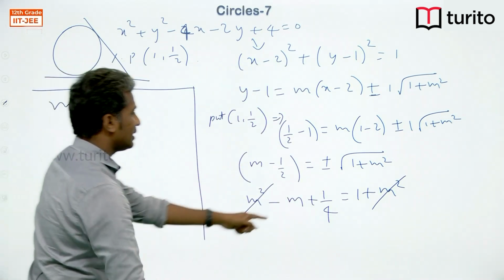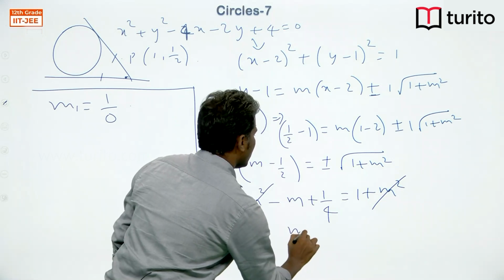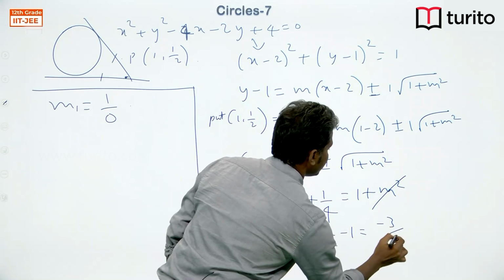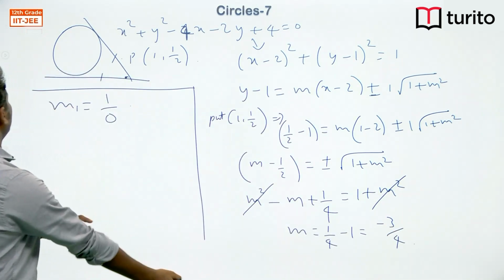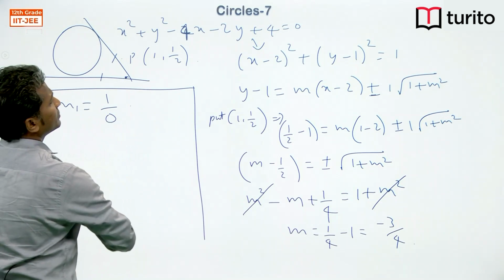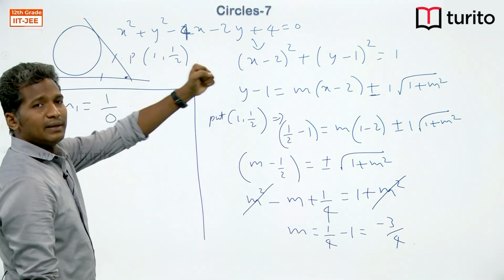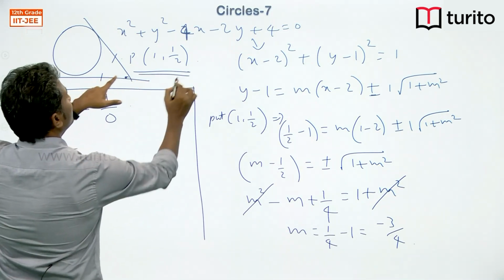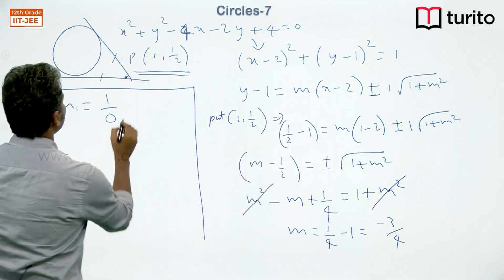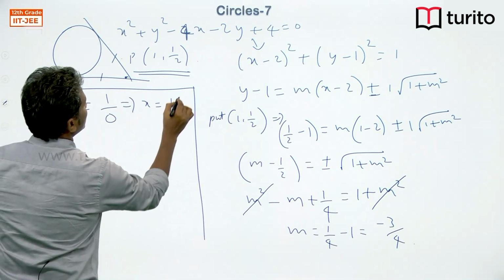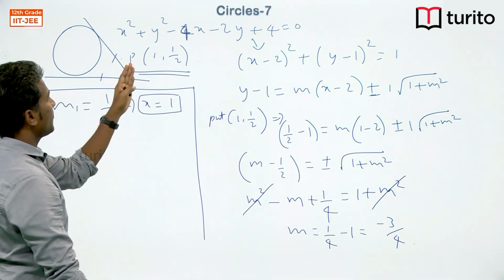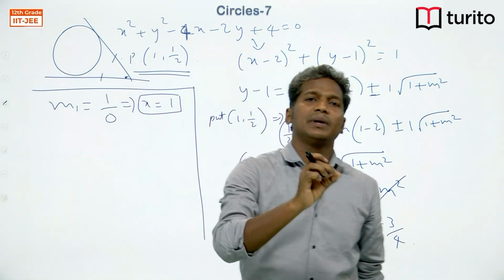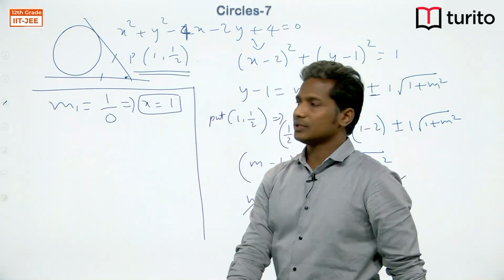Now the other slope we will get when I solve this. Okay, so m will become 1/4 minus 1, which is minus 3/4. So by taking m1 equal to 1 by 0, that means we have to find a line which is parallel to y-axis and passing through P equal to (1, 1/2), which will give me the line x equal to 1. Because if it is passing through P and if it is vertical, x coordinate will remain constant. So x equal to 1 is the solution.